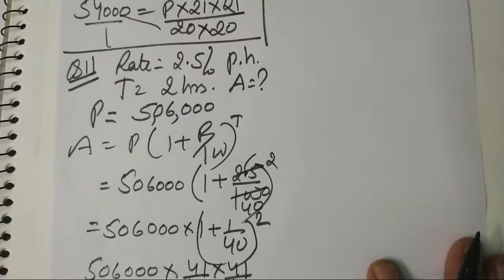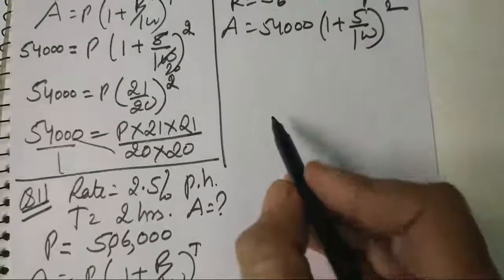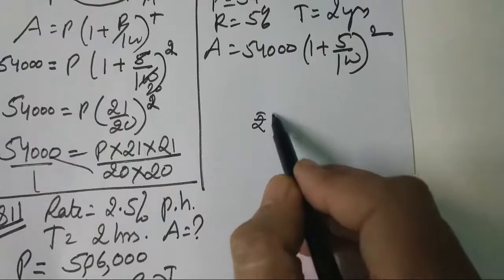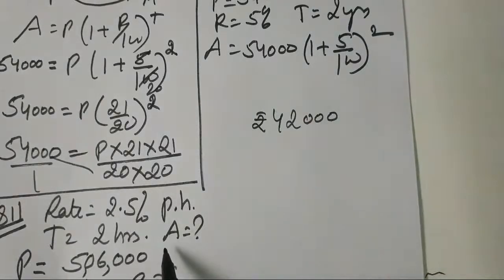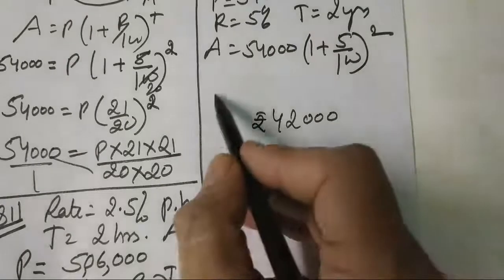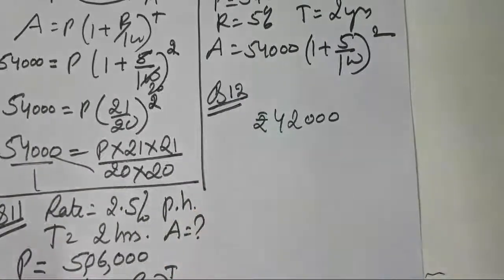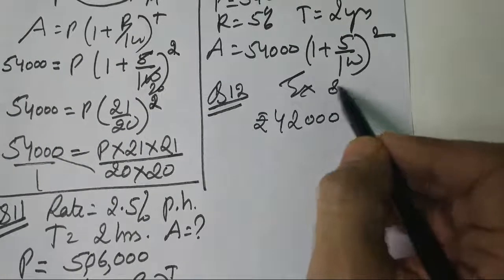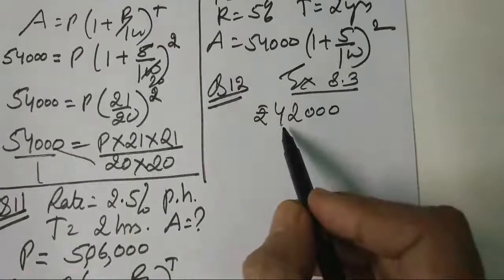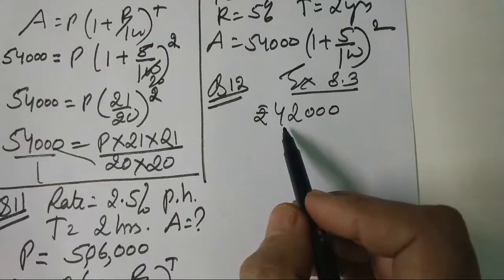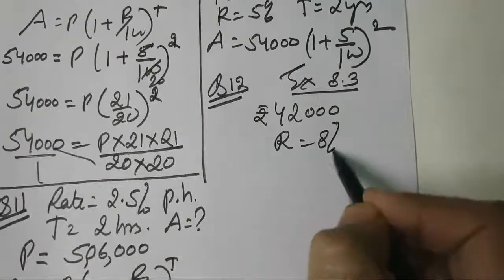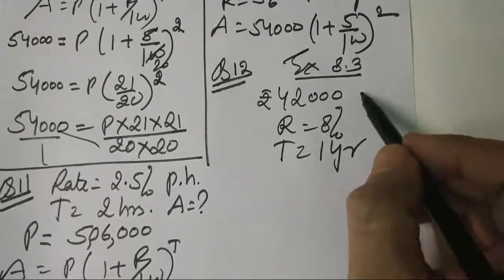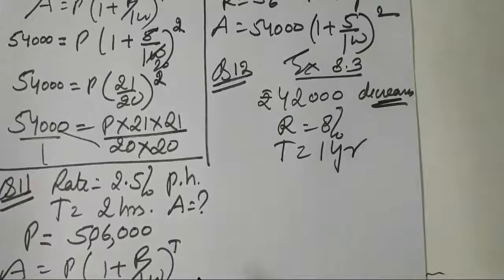The last question is, a scooter was bought at rupees 42,000. Now this is slightly different. The scooter's value is rupees 42,000. Its value depreciated. Question number 12, the last question of this exercise. The value of the scooter is 42,000. Its value depreciated at the rate of 8%. Find its value after 1 year. So the value is decreasing. Depreciated means decreasing. So the time is 1 year.